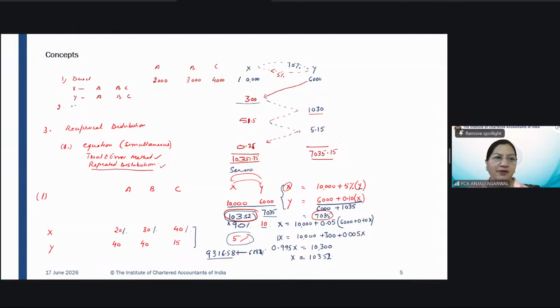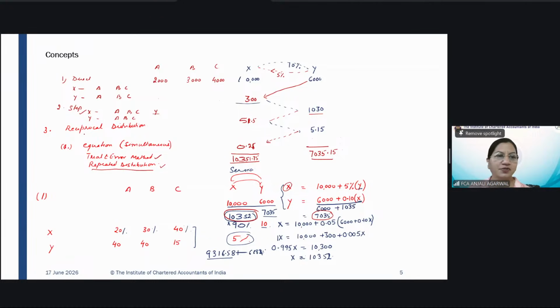The second method is step, where the benefit of X is going to A, B, C, Y, but the benefit of Y is going to only A, B, C. So remember here, first you will have to distribute X expenses amongst A, B, C, and Y. So let's say 10% of 10,000 goes to Y, Y becomes 7,000, and then 7,000 is distributed amongst ABC. If you will first distribute Y amongst ABC and then X, then your job will be double. You will have some part again coming to Y, and then again Y has to be distributed to ABC. So better to first distribute X and then distribute Y.